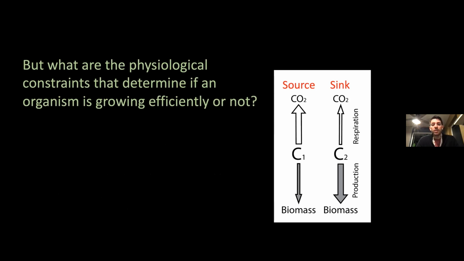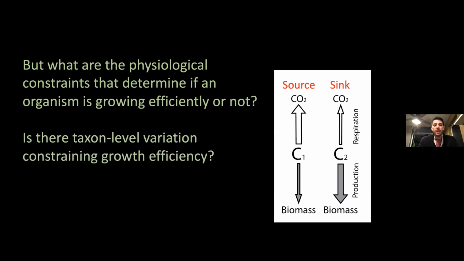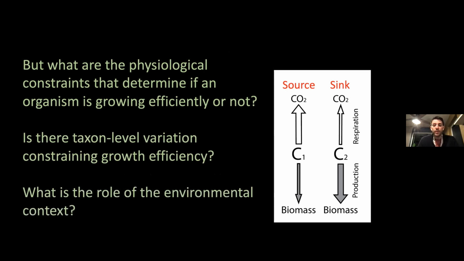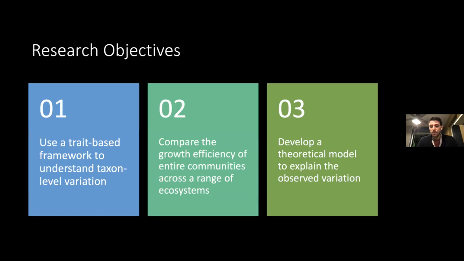But we can step back and think, what are the physiological constraints that determine if an organism is growing efficiently or not? What does it mean or what constrains an organism to be in this source or sink category? Is there any taxon level variation constraining growth efficiency? And last, what is the role of the environmental context in which the organism finds itself? So today I'm going to outline this with 3 objectives. First, I'm going to use a trait-based framework to understand taxon level variation in bacterial growth efficiency. Then I'm going to compare growth efficiency across entire communities that range across ecosystems in Quebec. And last, I'm going to develop a theoretical model to explain our observed variation.